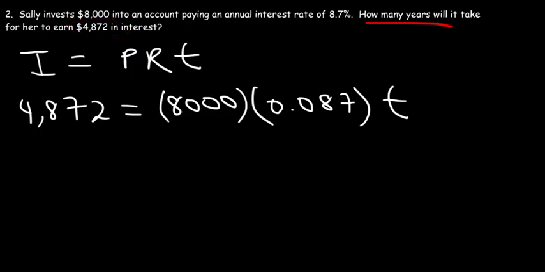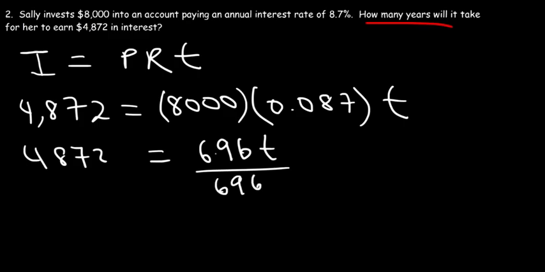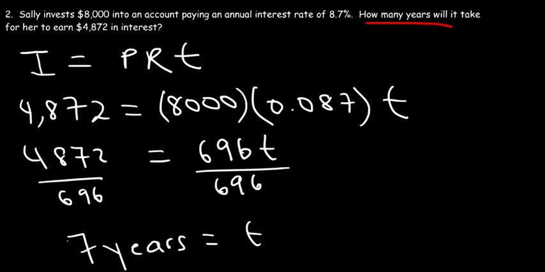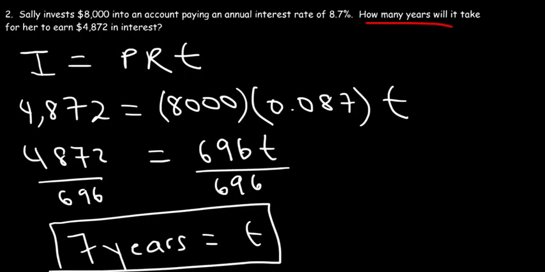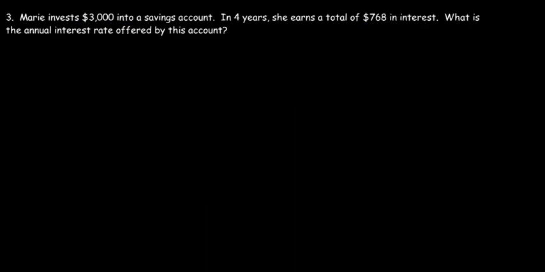So the first thing we need to do is multiply 8,000 by 0.087, which is 696. Now the next thing we need to do is divide both sides by 696. So 4,872 divided by 696 is 7. So therefore, it's going to take her 7 years to earn $4,872 in interest if she invests $8,000 into an account paying an annual interest rate of 8.7%.